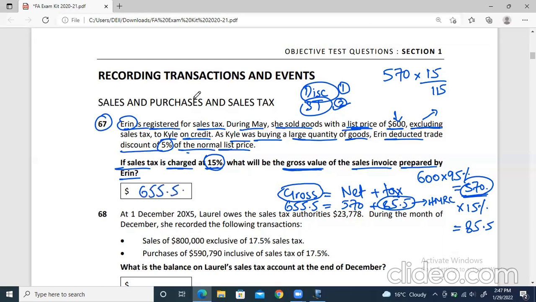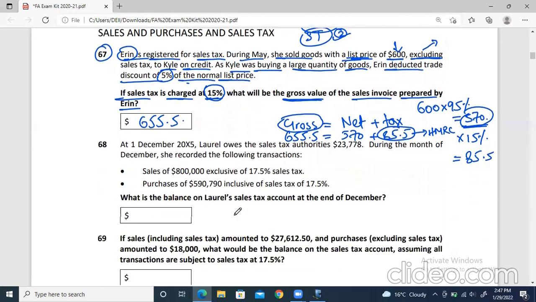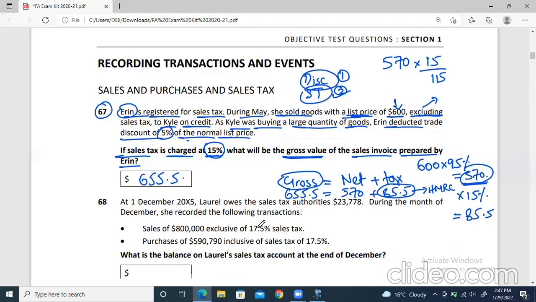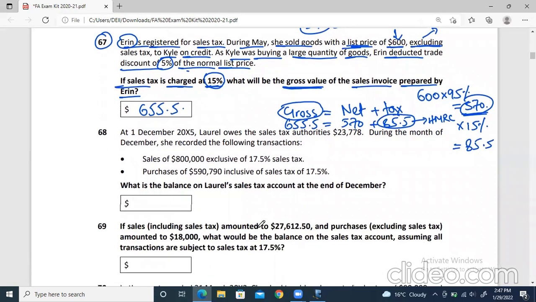Okay, got it. So this is the approach for how we will do these sales tax questions. Now question 67 only had one thing, right? It only had, I think, just sales, which is basically output. But this question 68 has both outputs as well as inputs. So sales and purchases both. So in this kind of question, I told you that we have to make a sales tax account, the T account.